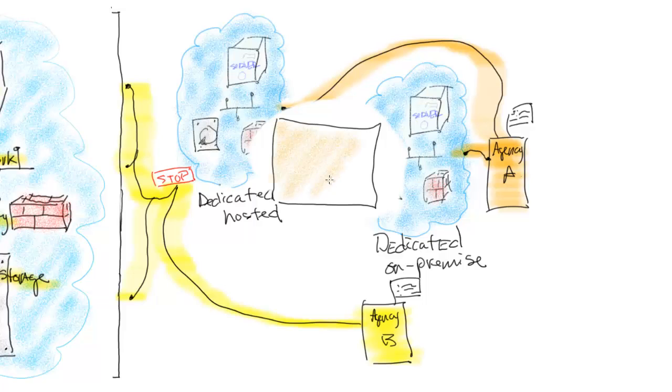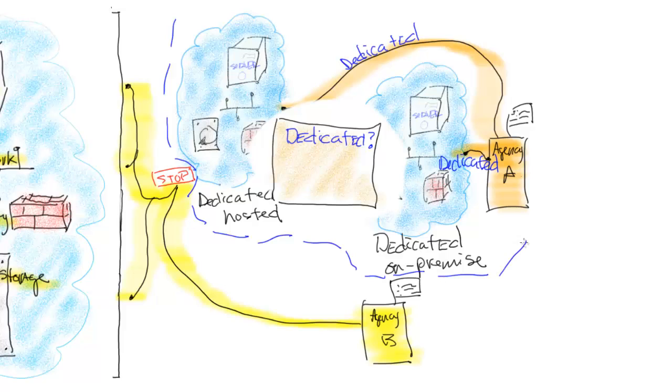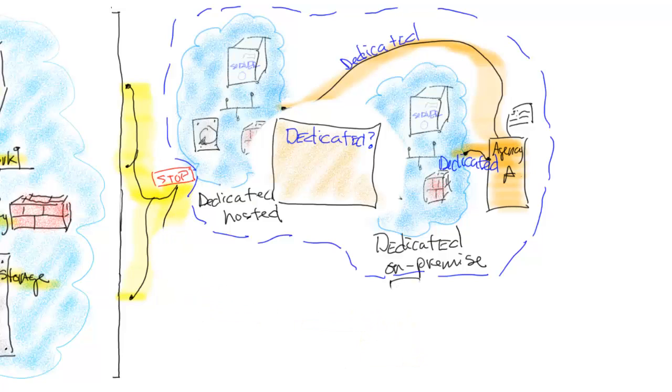So, is this a dedicated cloud where we have isolated resources serving agency A? The answer to that question is absolutely yes. We have a dedicated cloud going from agency A to a hosted environment. We also have a dedicated cloud going from agency A to an on-premise environment. Both of those considered a dedicated cloud. The cloud for agency B, which we'll erase here, that is an example of a multi-tenant environment.